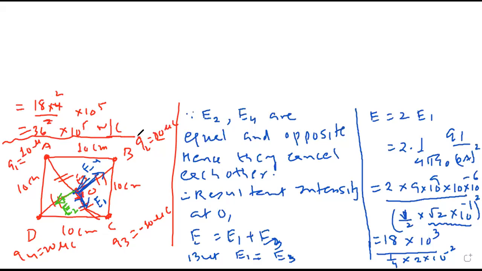Sir, it should be 180. But the answer should be 360 because there is one more 10 in the numerator. Okay, then we'll increase the power rather than doing that. We'll make it power 4. So this will become 6. And direction will be along OC. Fine.